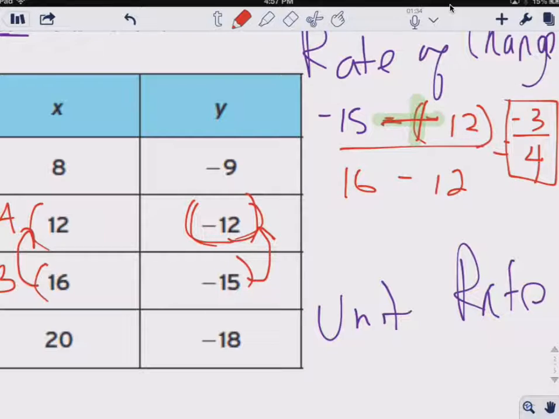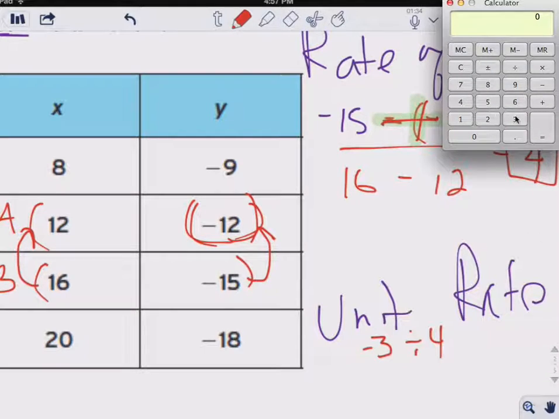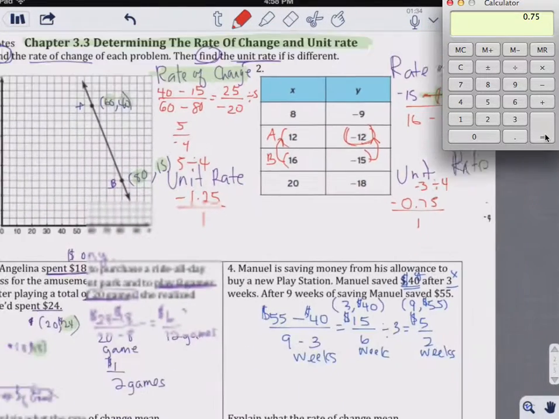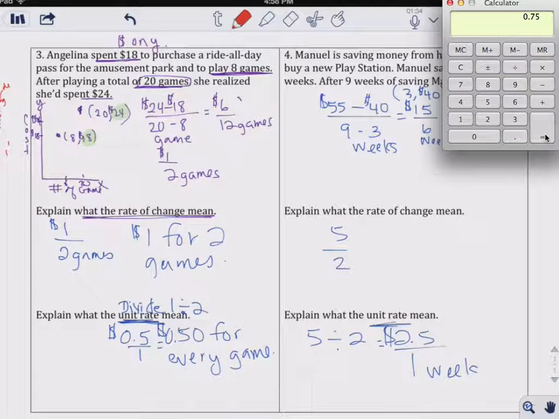It can't be reduced. Unit rate is when you divide negative 3 divided by 4. Get a calculator. If you don't know this by heart, 3 divided by 4 gives you 0.75, so the unit rate is negative 0.75 all over 1. That's the unit rate. Okay, and we did these two in class.